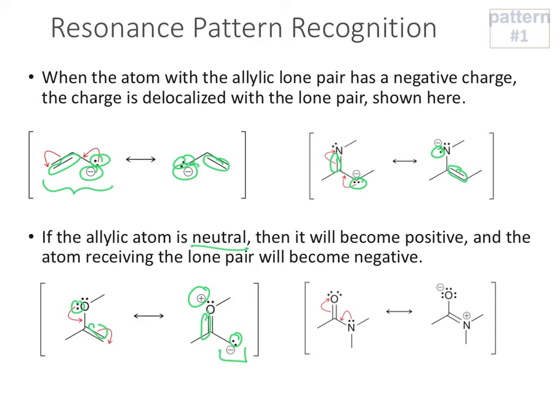And then in this next example, we have the lone pair on this nitrogen becoming this pi bond, and this pi bond here becomes a third lone pair on the oxygen, and in doing so you've now created formal charges, a plus charge on the nitrogen and a minus charge on the oxygen.